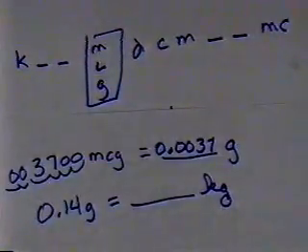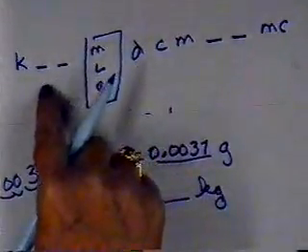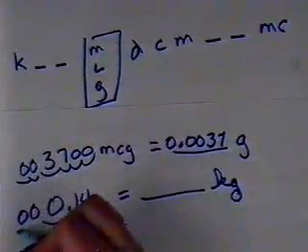Grams to kilograms. How many spaces? 3 to the right or left? 3 to the left. 1, 2, 3.